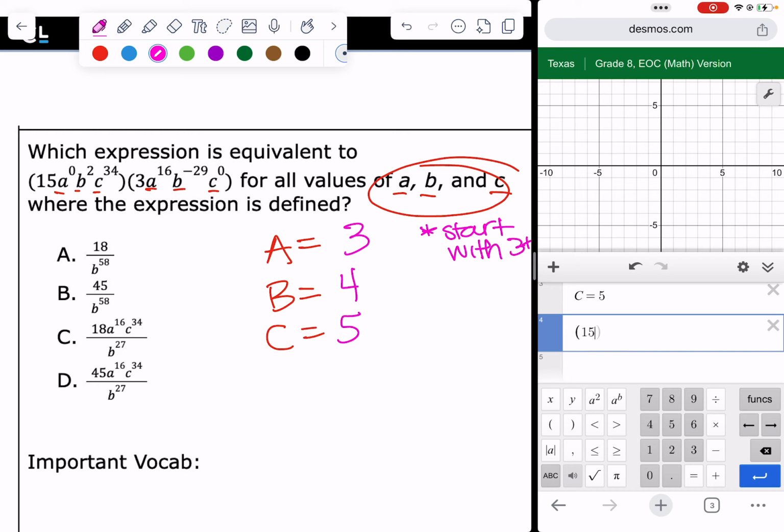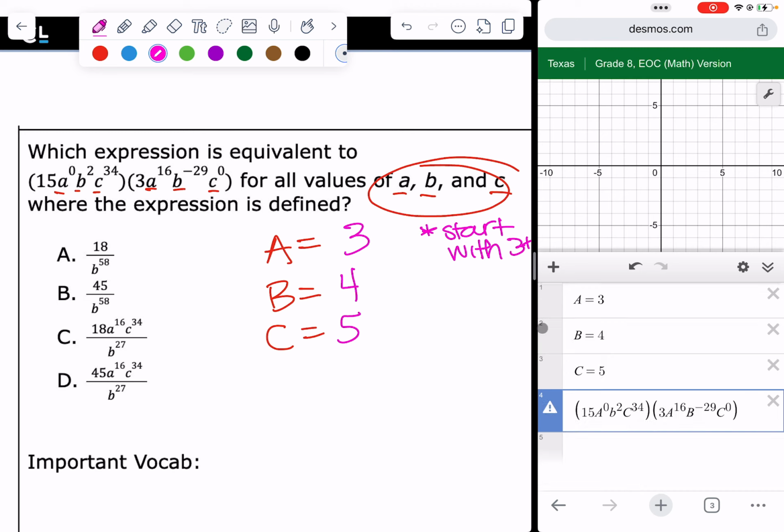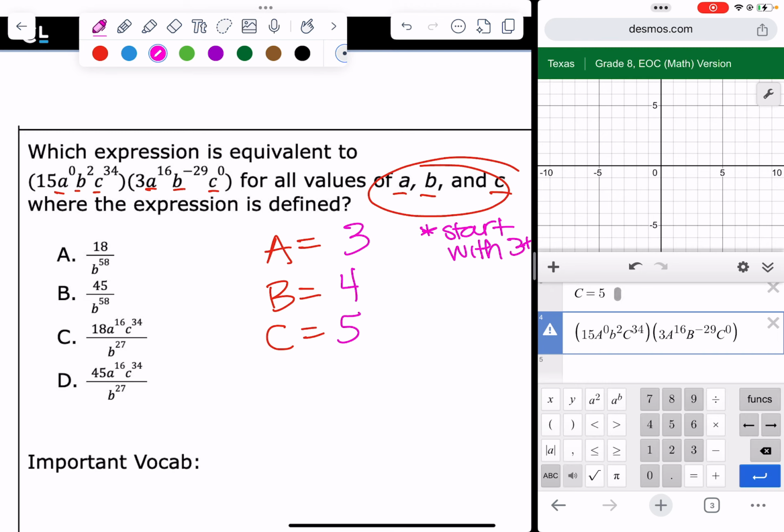Then parentheses 15A, little 0, B, little 2, C, 34, parentheses, 3A, little 16, B, little negative 29, then, oh, no, I forgot to see C, 0. And then I see there's an error somewhere. I don't know what it is, but it tells me, hey, this isn't right.